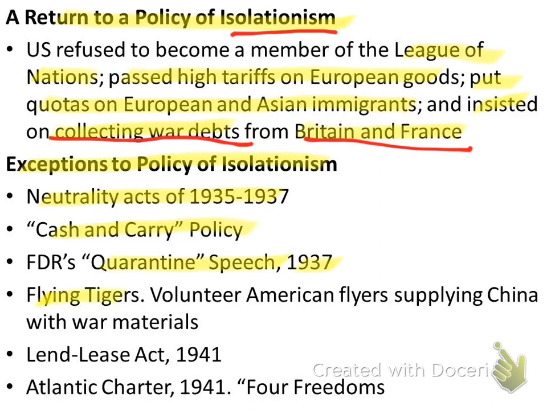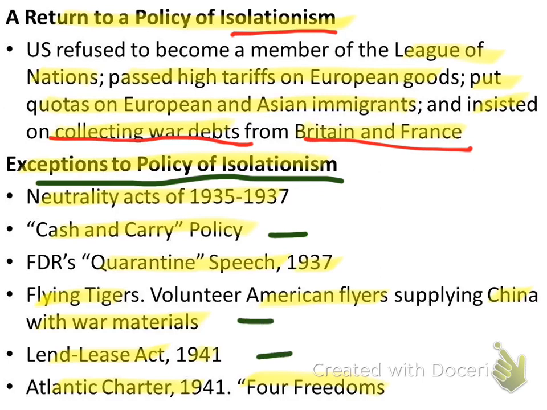The Flying Tigers. Volunteer American flyers who supplied China with war materials and, more importantly, flew for the Chinese against the Japanese. Lend-Lease in 1941, and then the Atlantic Charter in 1941, and what came from that, most importantly, was FDR's Four Freedoms. Now, what do all of these have in common? Well, they're all part of our vocabulary terms, so we've covered them already. But they are all ways in which we try to get around being neutral, being isolationist, in order to help our friends. Cash and carry, for example, the Flying Tigers, Lend-Lease, and the Atlantic Charter are all things that benefited the Allies, and of course those are the people that we will join and fight against the Axis powers.